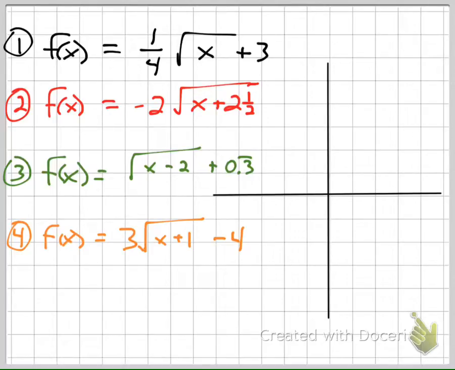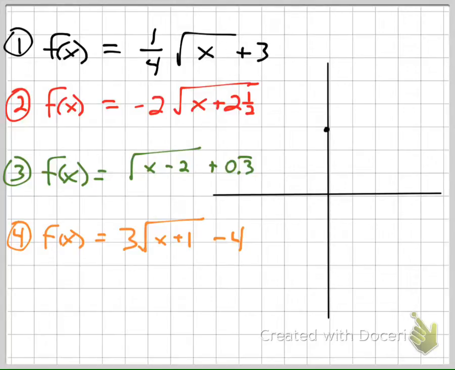Where's home base normally? The origin, right? It's normally here. Where is it this time? Is it at the origin? No. What does this 1/4 have to do with the home base? Nothing, right? That has to do with the height or the steepness. This +3, is it inside of the square root? No. Therefore, it's like up and down, just like the y-intercept.